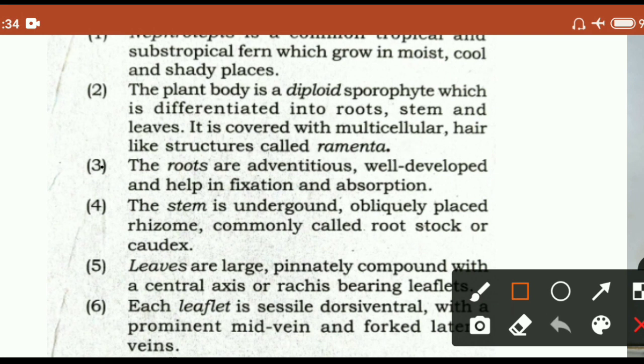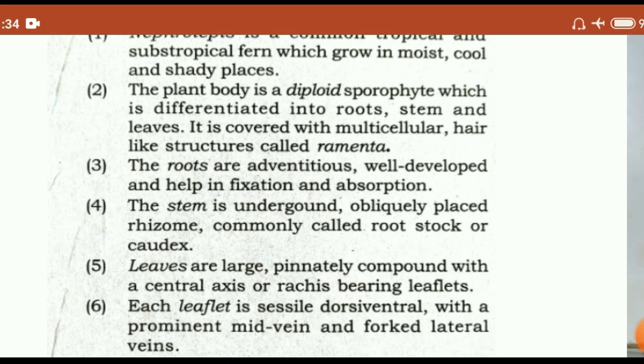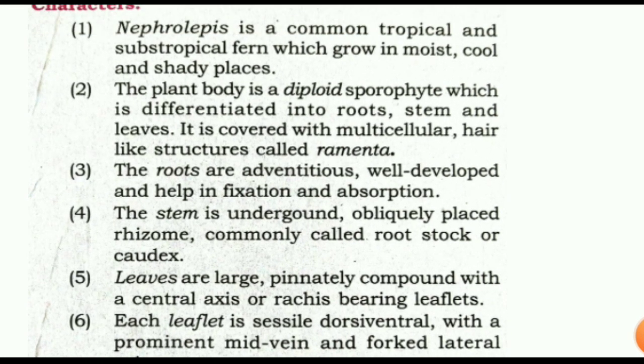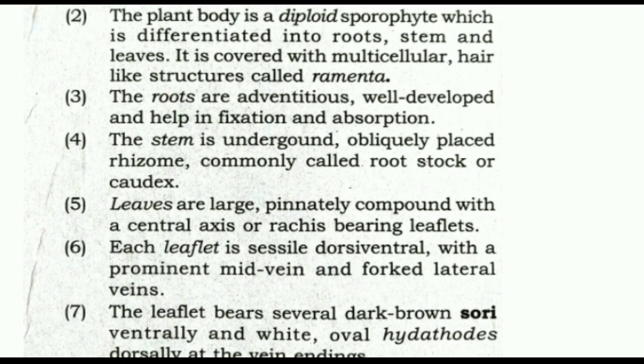Now, the roots of these plants are adventitious. That means they are hair-like. They are well developed and they help in fixation and absorption. Fixation means to hold on to the soil or the substratum, and absorption means absorption of minerals and water. Here the stem is underground and obliquely placed, and this obliquely placed stem is called rhizome.